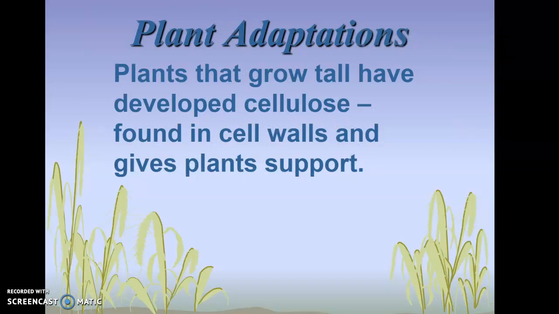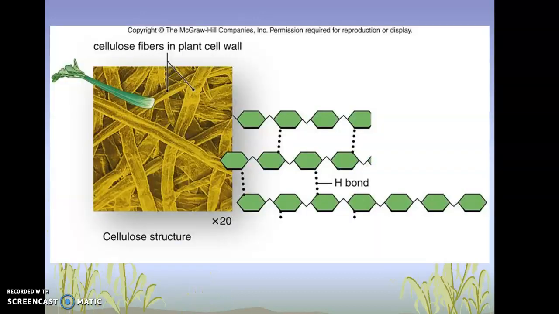Another adaptation that plants have to help them grow tall is called cellulose. Cellulose is found in cell walls and it's used for supporting the plant. Here's a picture of cellulose fibers that have been magnified, and these fibers came from celery. Celery can be a pretty tall plant, and that's because cellulose in the cell walls, they are kind of like fibers that are woven together to give the celery plant structure and support.